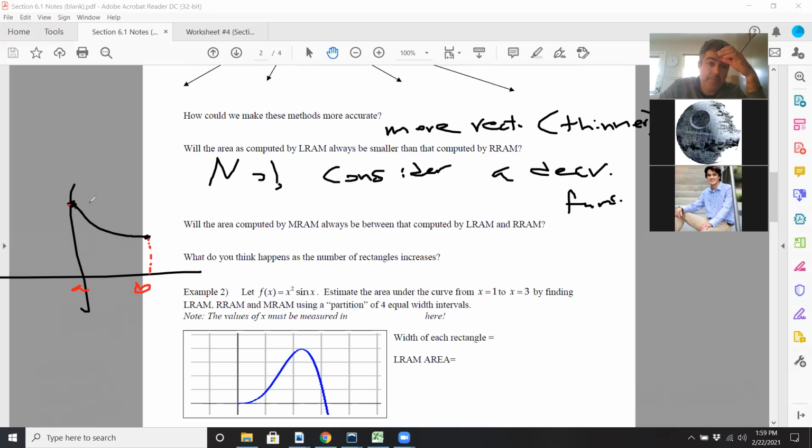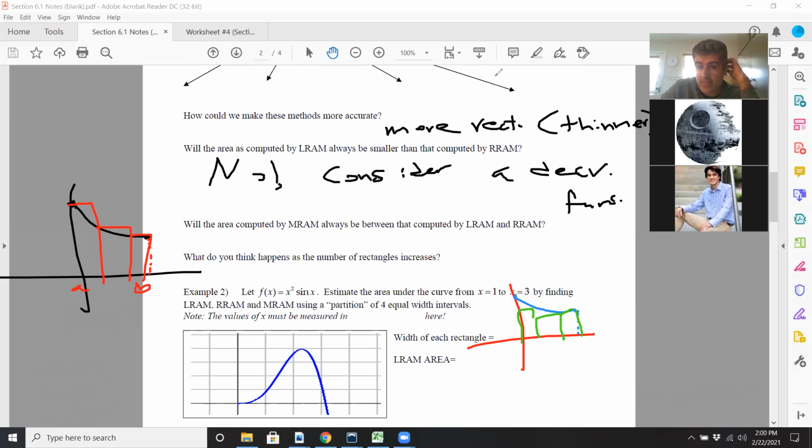If I do an LRAM, now I'm over approximating. Or if I did an RRAM for a decreasing function, so you start at the right corner, you can see that you're under approximating for an RRAM. So LRAM is not always going to be less than RRAM.